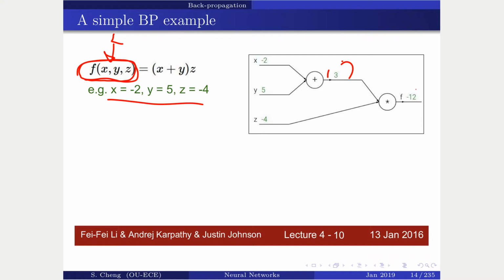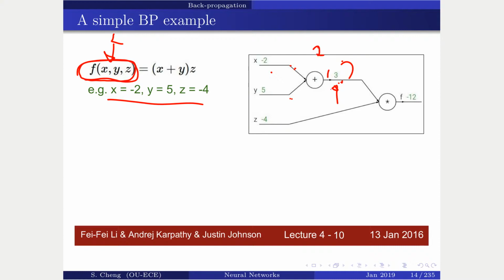When we go forward, at the same time we should also compute the partial derivative of each output with respect to each of its inputs. That will be useful afterward. For example, what is the partial derivative of this output with respect to X, the upper input? It's 1.